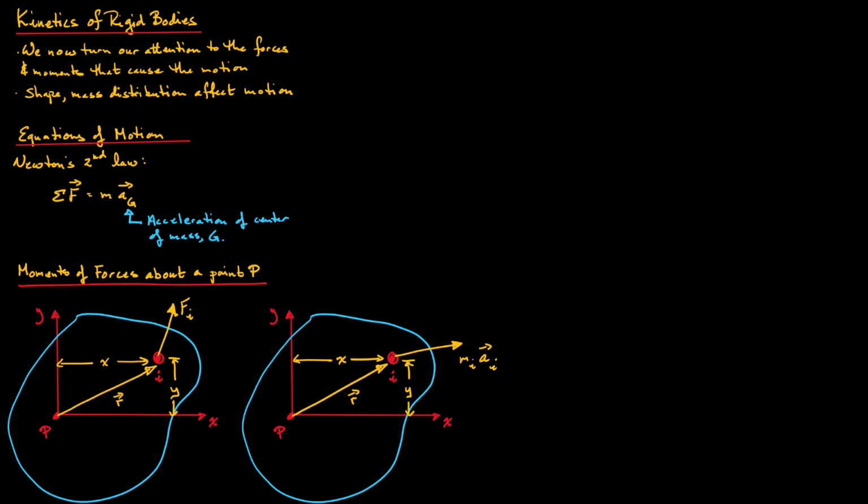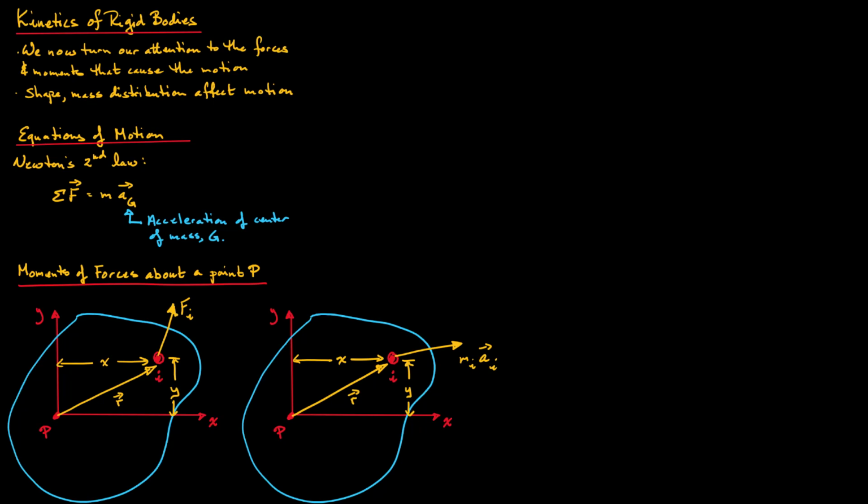The kinetics of rigid bodies is a bit more involved than that for particles. Firstly, the shape of the body now matters. More specifically, the distribution of the mass inside the rigid body affects the motion. We can now apply moments to a rigid body, making rotation a relevant concern. So in this video, we're going to look at some introductory concepts and some general equations of motion.